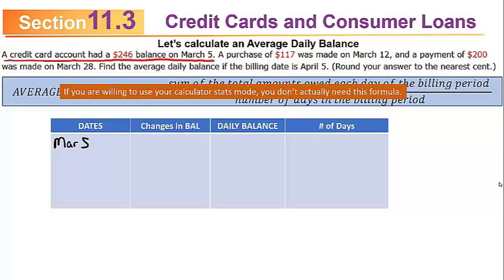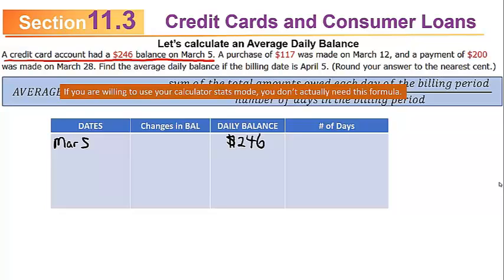First of all, go back and read the problem and find the earliest date that something happened. And what you see is that March the 5th was the first date that anything happened, and the credit card balance was $246. So the daily balance on March the 5th was $246. That's your starting point. Now you move on.